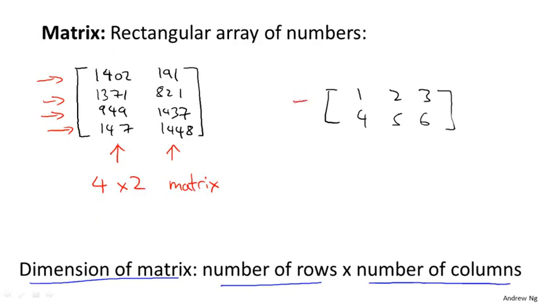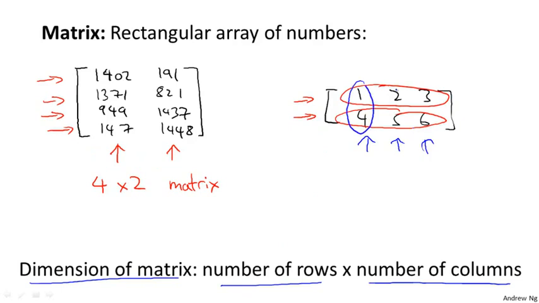This one on the right, this matrix has 2 rows. That's the first row, that's the second row, and it has 3 columns, right? That's the first column, that's the second column, that's the third column. So for this second matrix, we say it is a 2 by 3 matrix, or we say that the dimension of this matrix is 2 by 3.